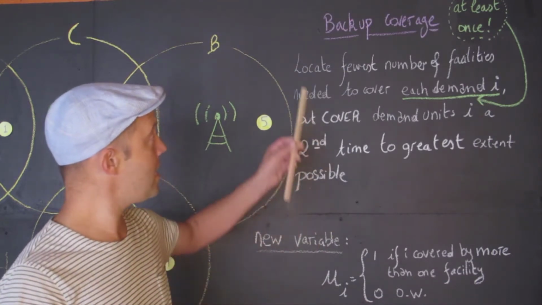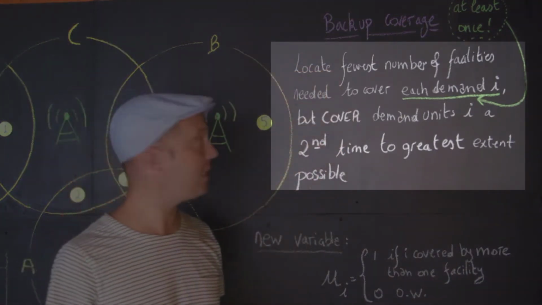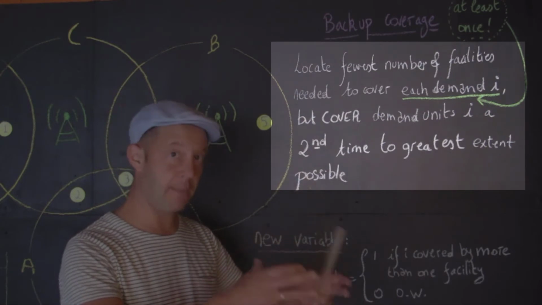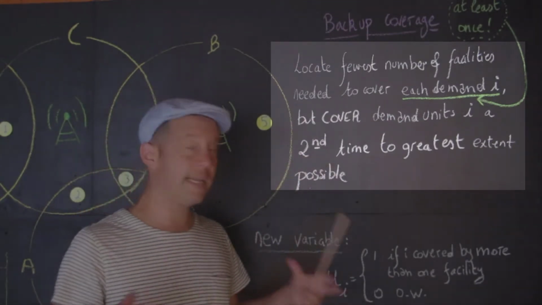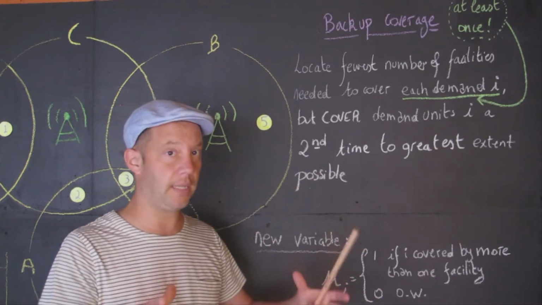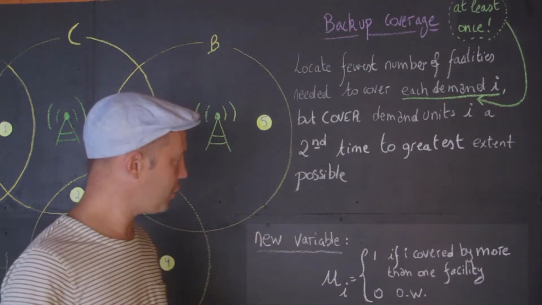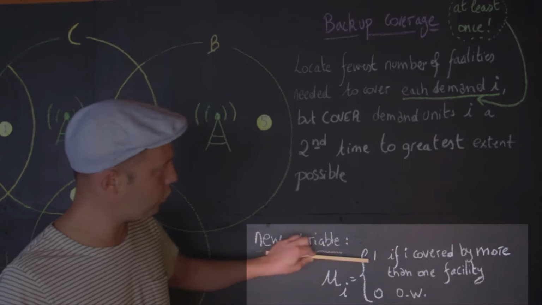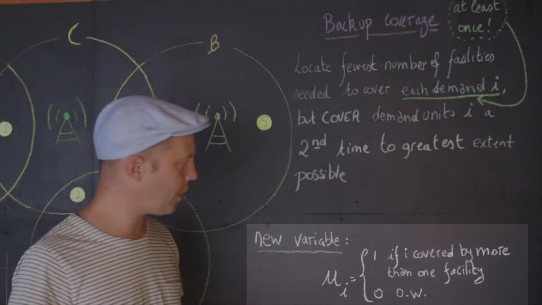Okay? So the definition is pretty straightforward. In the backup coverage, our objective is to locate the fewest number of facilities needed to cover each demand unit i at least one time, so that is the same as the set covering problem, but also to cover demand units i a second time to the greatest extent possible. Now, there can be cases, of course, where the demand units cannot be covered by two facilities. That's fine. But in case it's possible, let's try to maximize this. So we introduce a new decision variable called U sub i, and U sub i is equal to 1 if the demand unit i is covered by more than one facility and 0 otherwise.